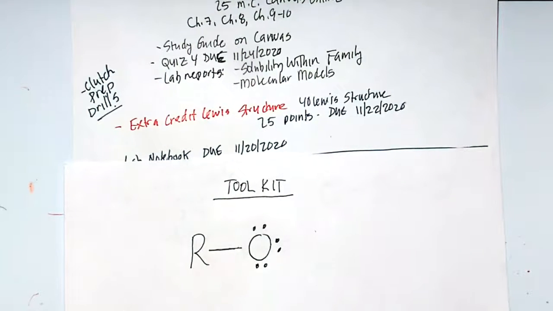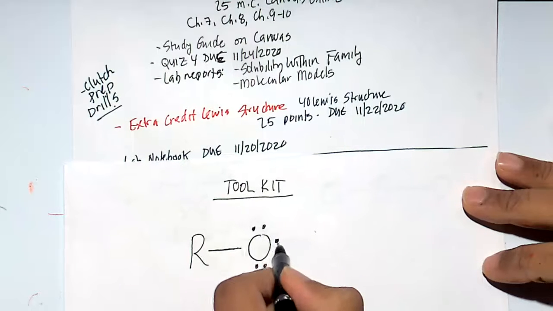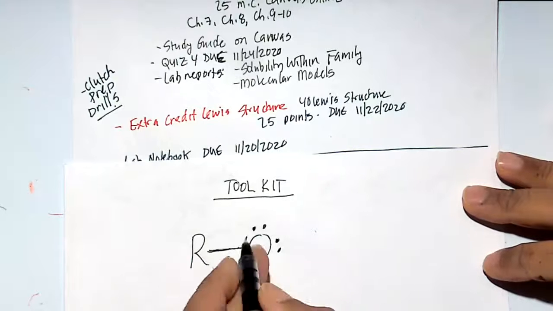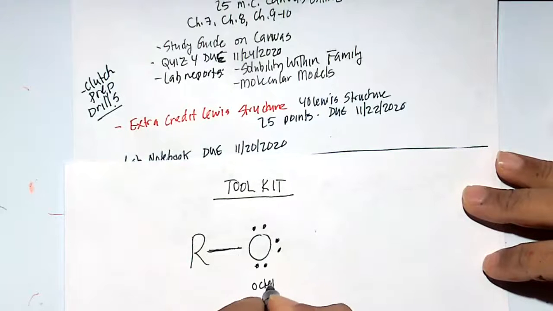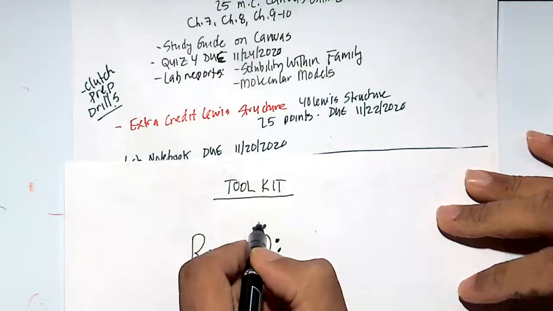1, 2, 3, 4, 5, 6, 7, 8. So this has an octet around the oxygen. The octet is fine, focusing on the oxygen. What about the formal charge here? Let's do the formal charge.